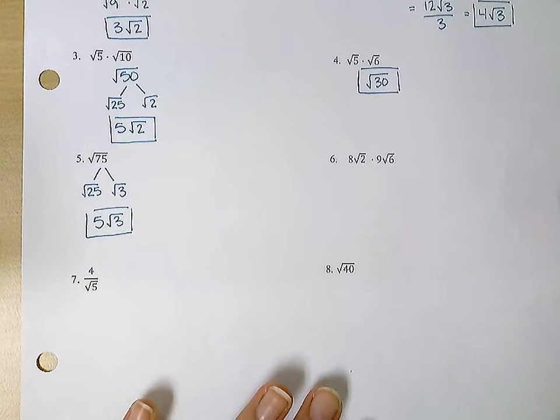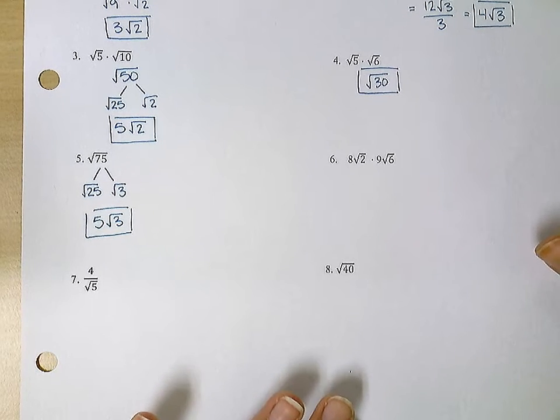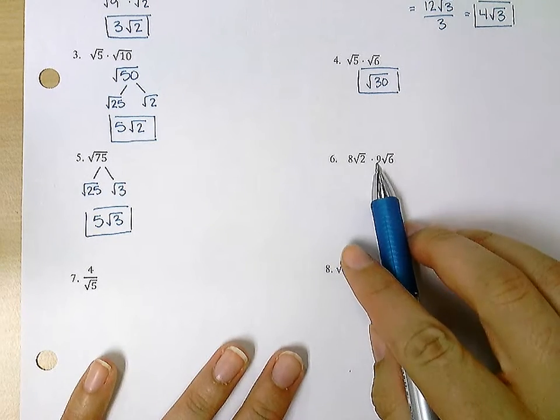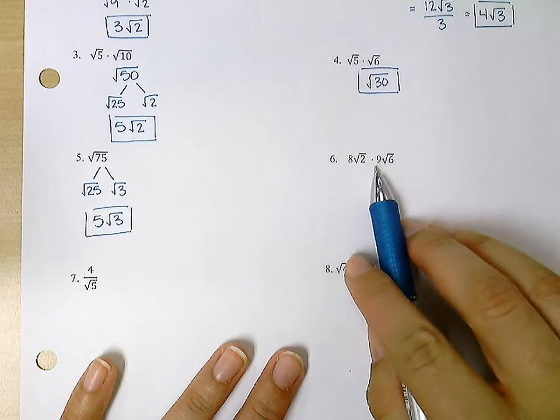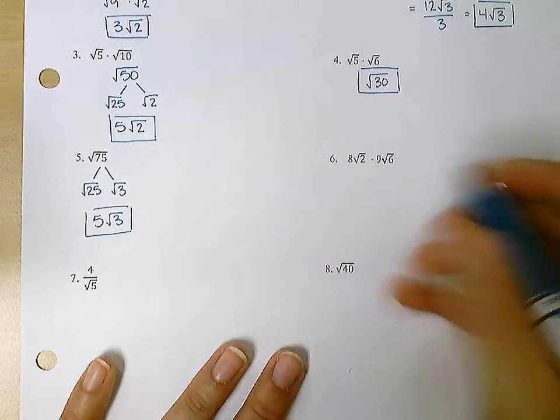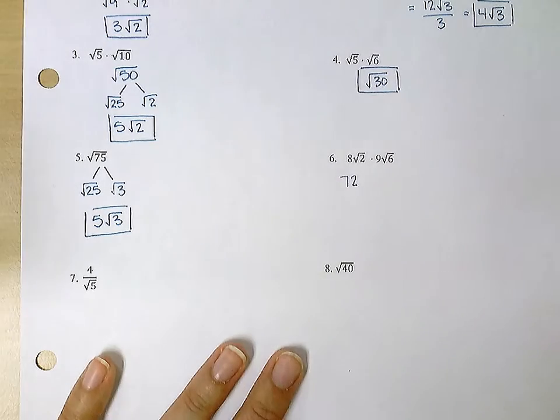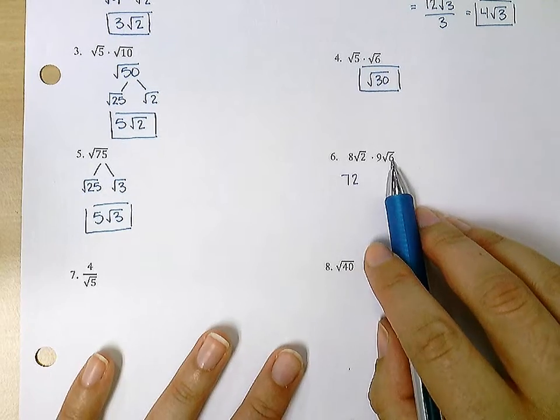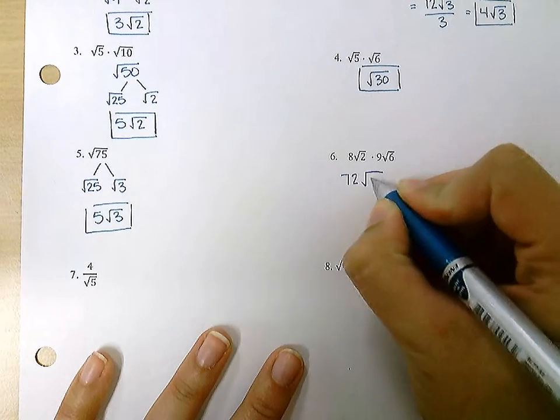Questions on 5 before I do 6? Okay, so 6 is a little bit different. This time there are numbers on the outside of your square root, right? If there are numbers on the outside, we do the same thing as we normally would. So multiply the two numbers on the outside. 8 times 9 is 72. And multiply the numbers on the inside of your root. 72 and root 12.